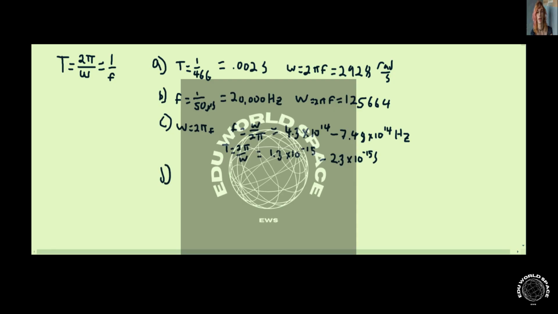The last problem gives us a frequency of 5 megahertz. This is another one where we're just going to make sure that we get the correct number of decimal places. So the period is going to be equal to 1 over the frequency, which in this case is going to be 1 over 5 megahertz, which is going to be equal to 2 times 10 to the negative 7th seconds.